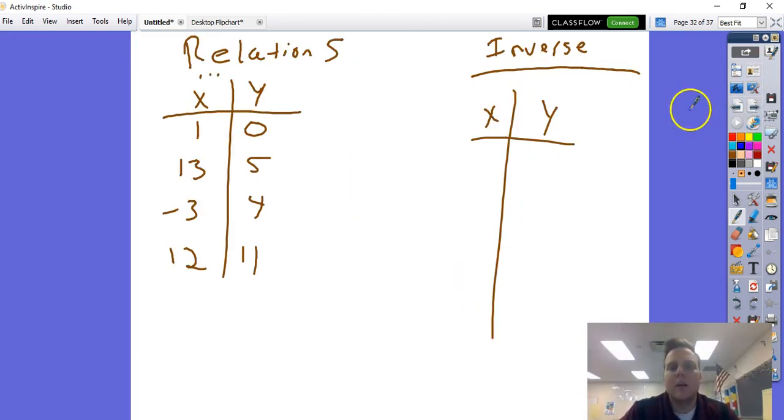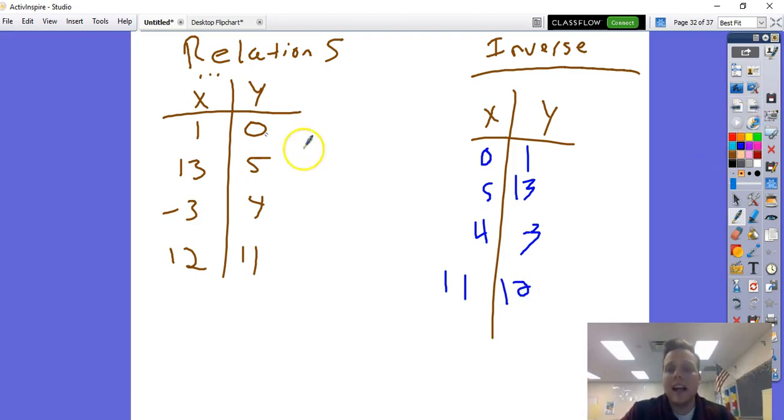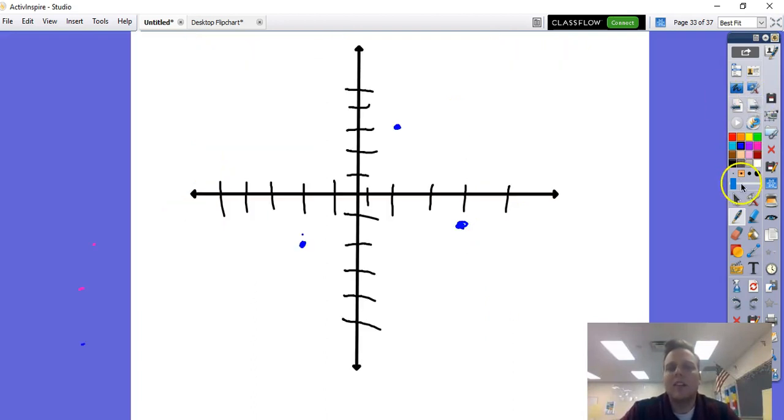All right, let's try this example. Hopefully you're like, oh, that's easy too. 0, 1, 5, 13, 4, negative 3, and 11, 12. Easy, right? Guys, I mean, seriously, you're just switching x and y every time. All right, what about this example?